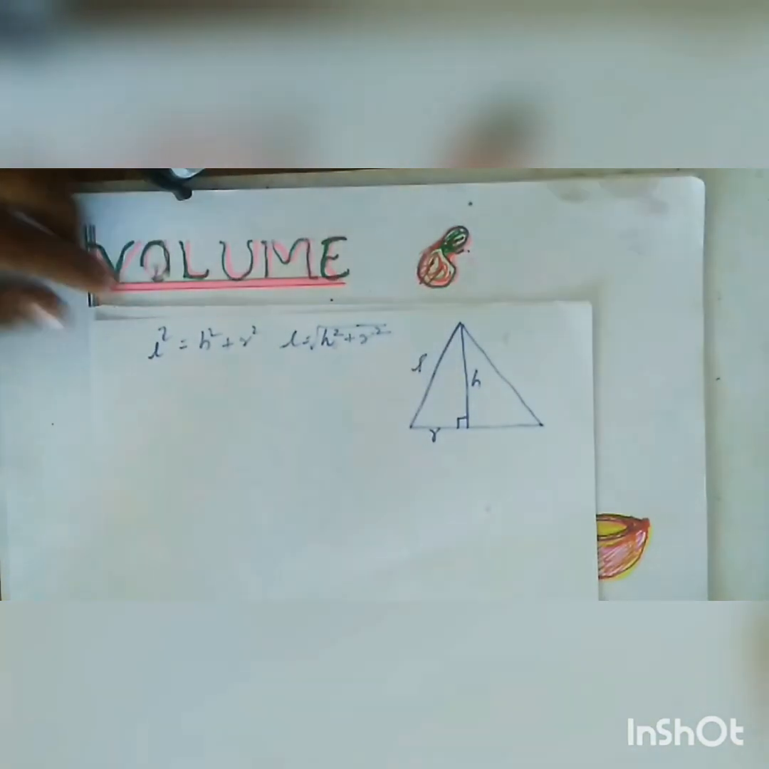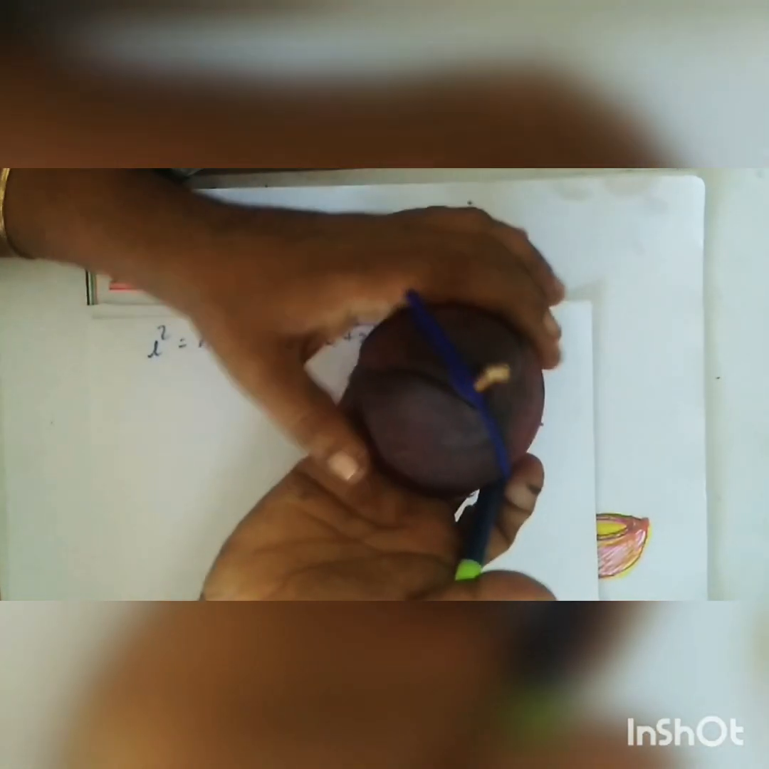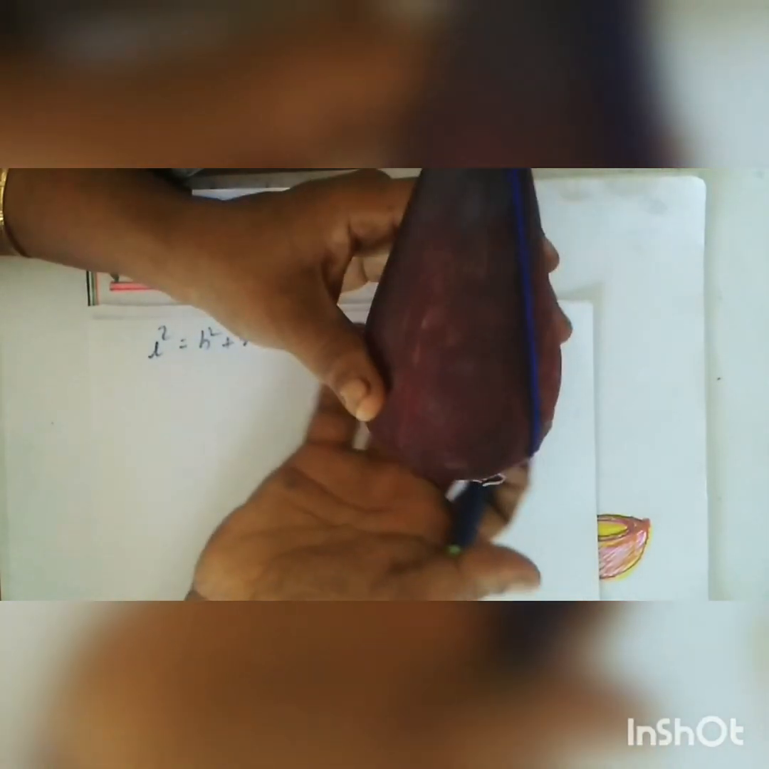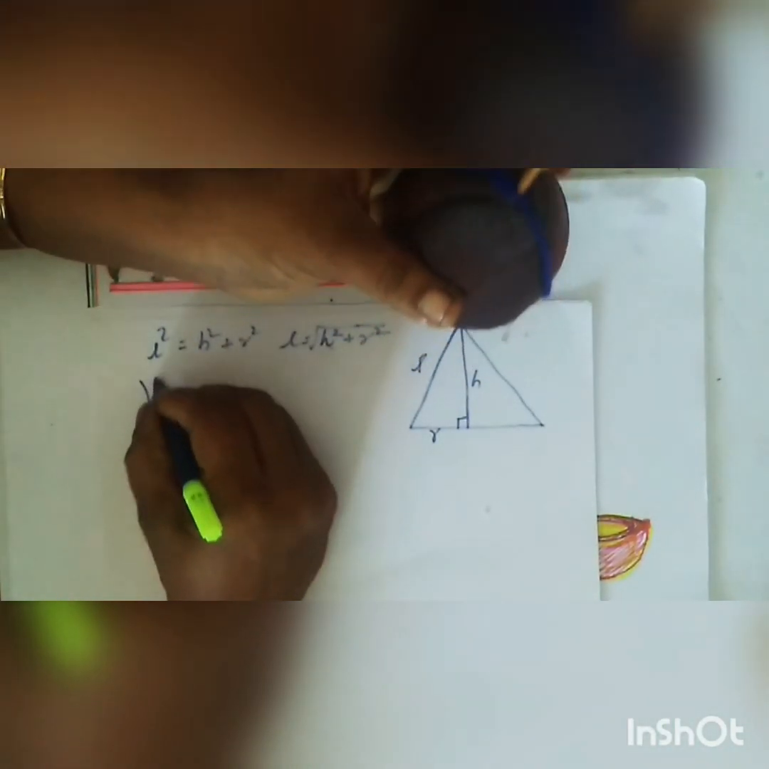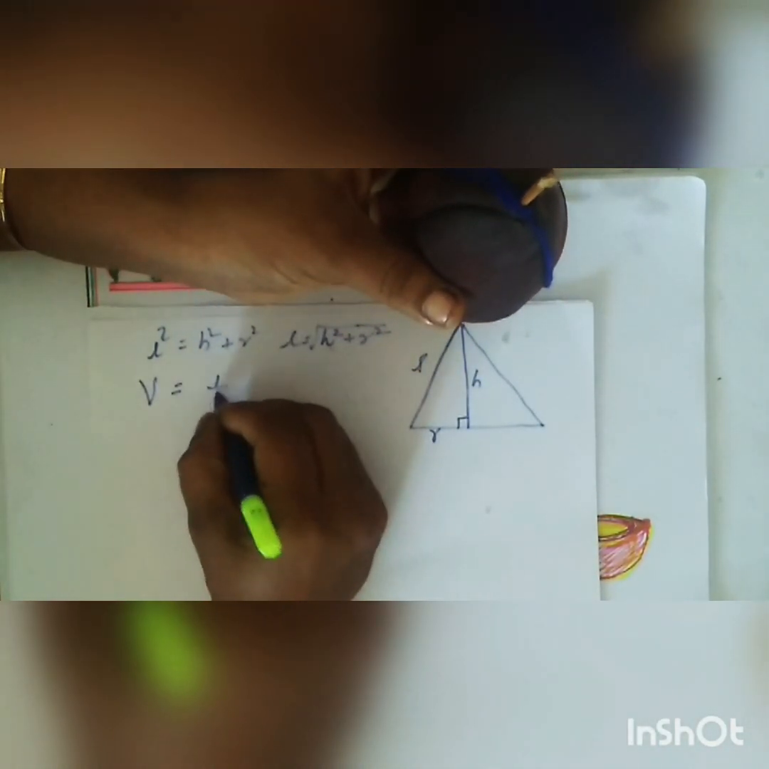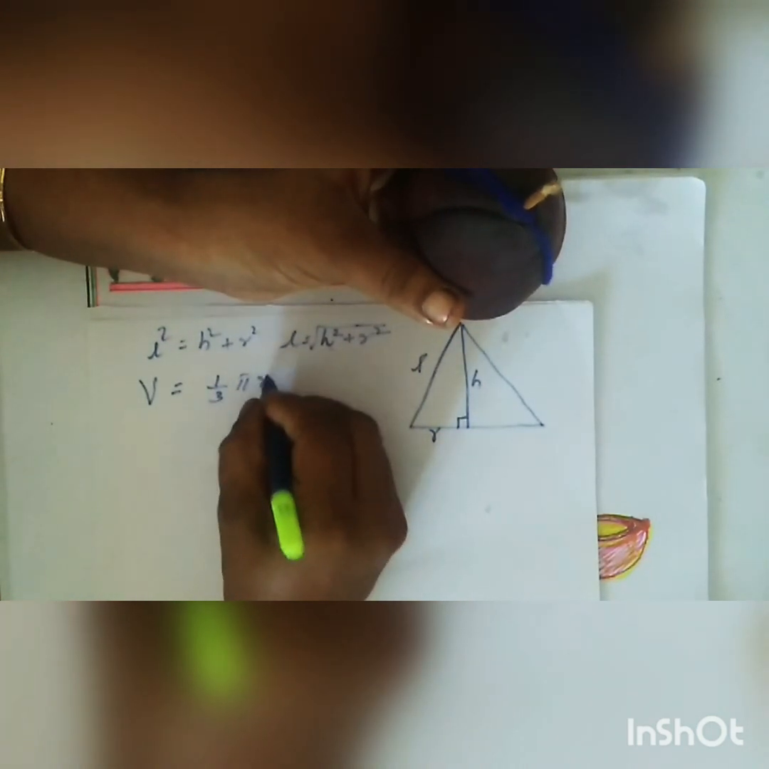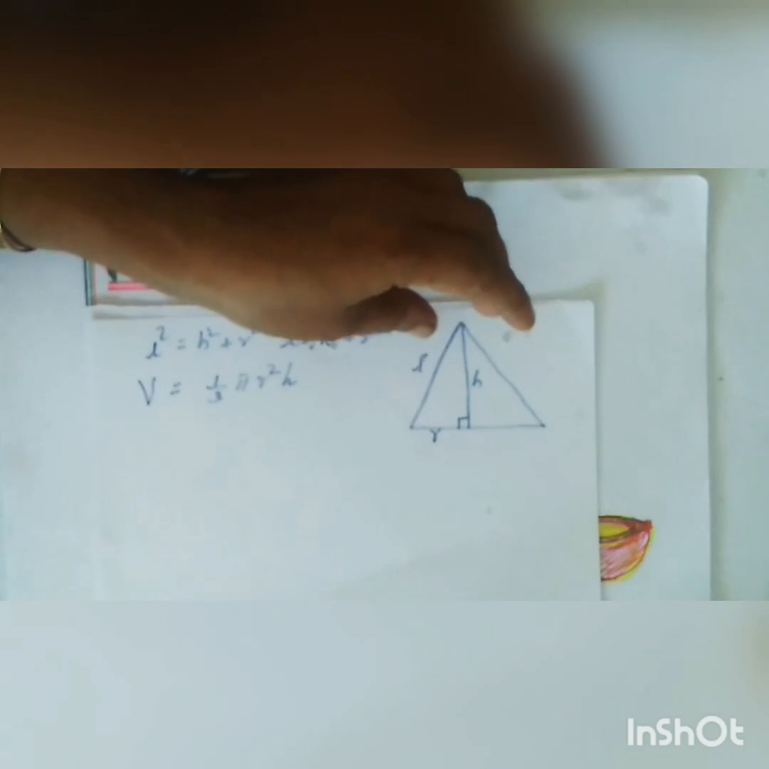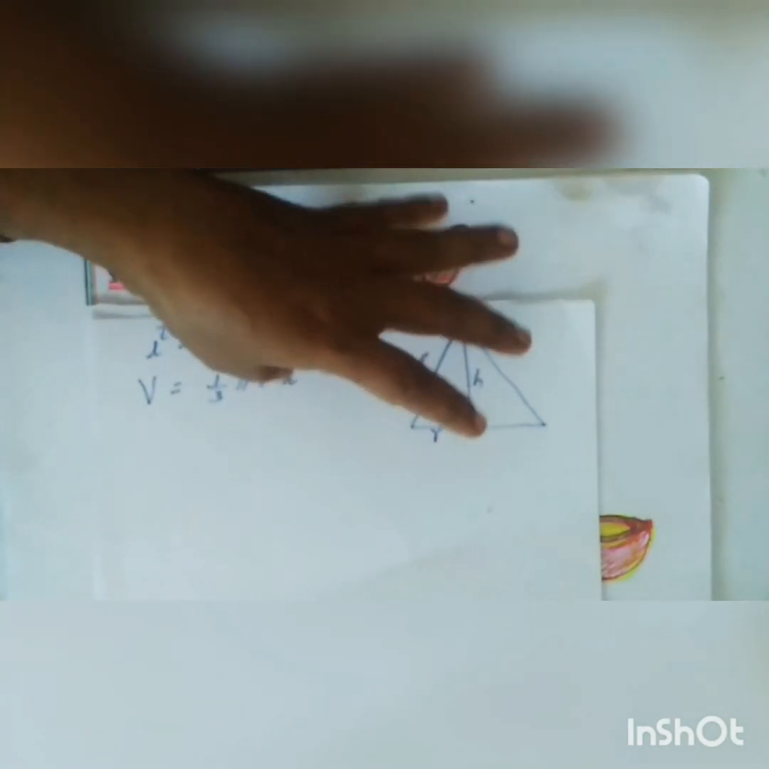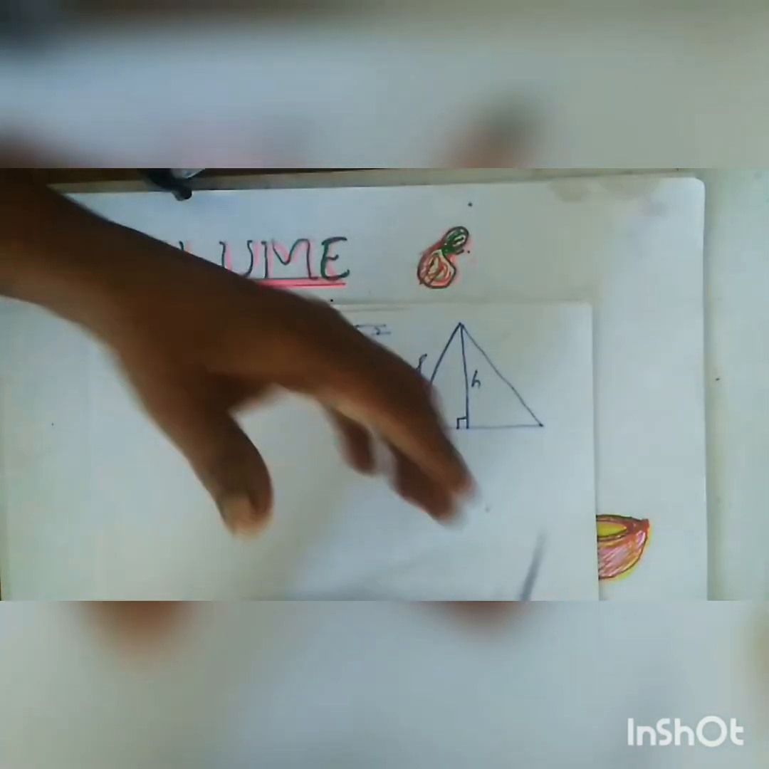The volume of this cone is equal to 1 by 3 pi r square h. Pi r square is the base area and h is the height. Volume of this cone is equal to 1 by 3 pi r square h, where r is the radius of the circle and h is the height of the cone.